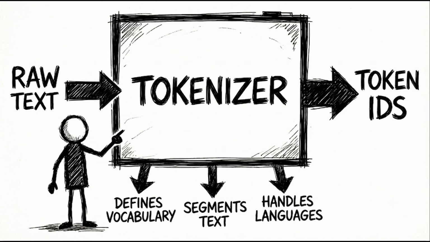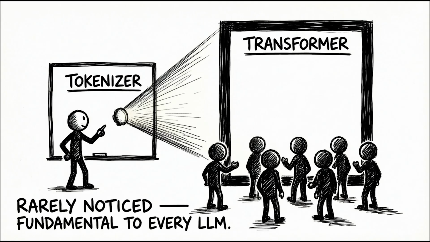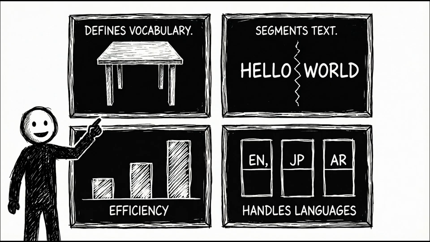The system responsible for that conversion is the tokenizer. Although it often receives far less attention than the transformer itself, the tokenizer plays a fundamental role in every large language model. It defines the model's vocabulary, determines how text is segmented, influences computational efficiency, and affects how well the model handles different languages, domain-specific terminologies, and previously unseen words. Understanding the tokenizer is the first step toward understanding how large language models process language.